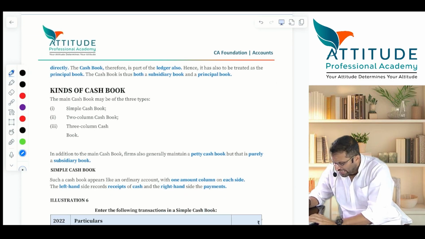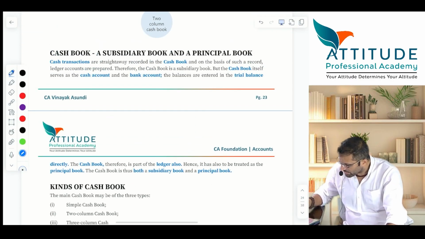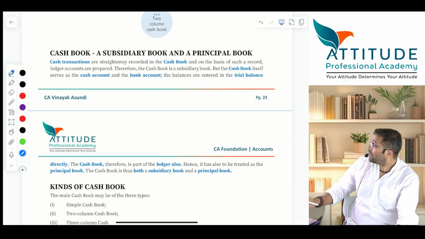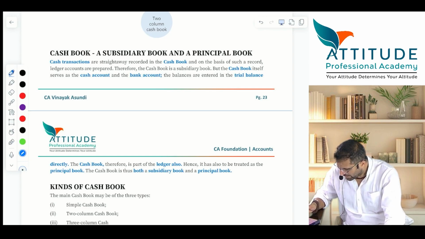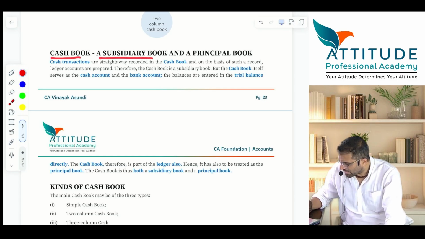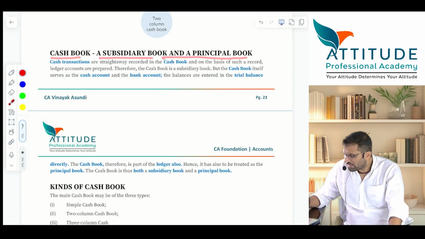Now have a look at it. I will put it across. All of you are able to see this? Yeah. Where is the highlighter? Okay. Cash book, a subsidiary book and a principal book.